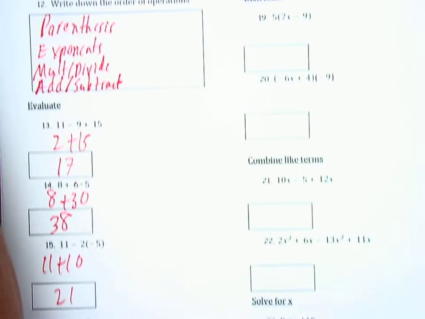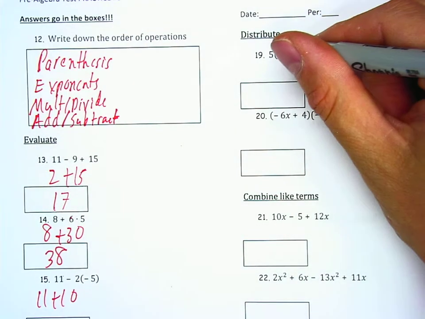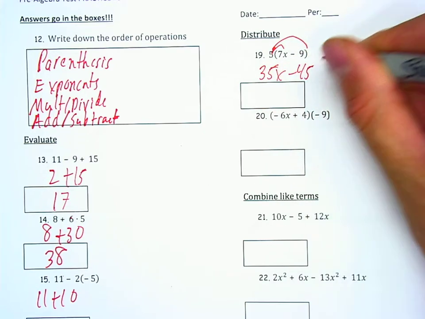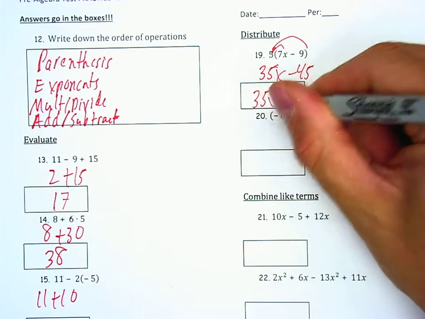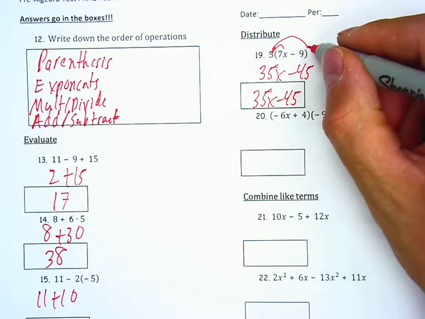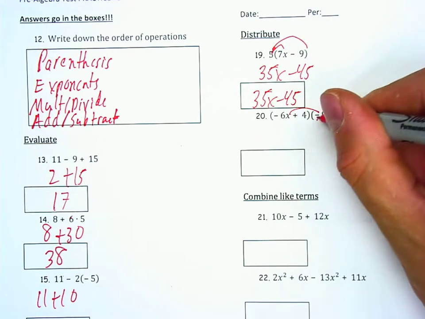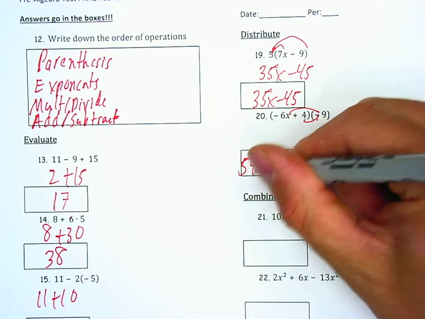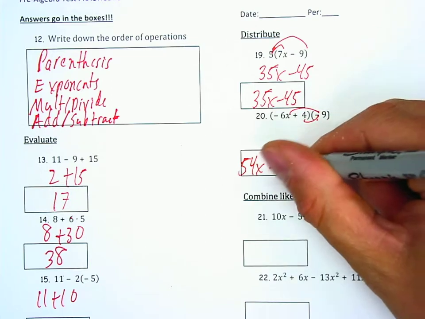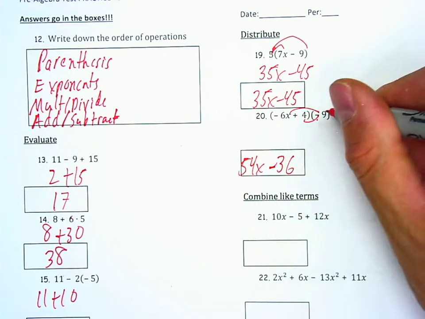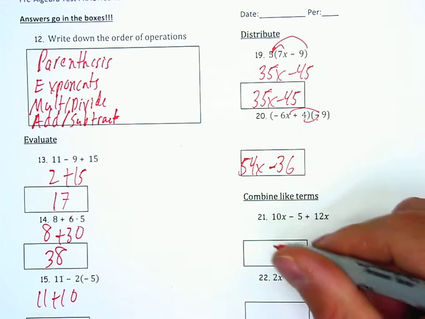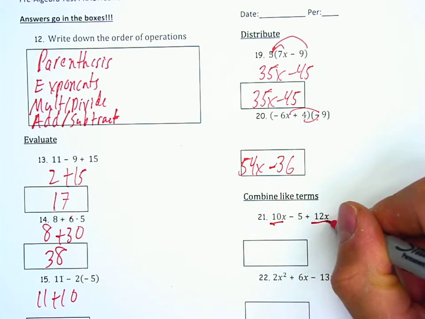Next item, distribution. We're going to take 5 by 7x and 5 by -9. So that's 35x minus 45. We are multiplying here. Doing the same thing here. We're going to take -9 by -6. So that's 54x. And -9 by 4, minus 36. Negative times a negative is a positive. That's why that's positive 54. And negative times a positive is a negative. -9 times 4, -36.